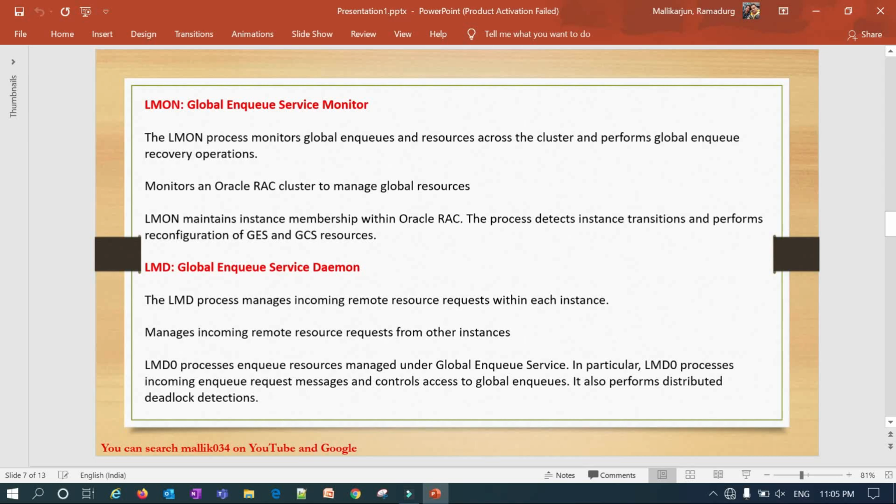So in simple words, if there is a block A that belongs to instance 1, and the same block A is requested from instance 2, then this LMD will make sure that there's a lock on that particular block or on that particular row, and then that block will be moved to instance 2. So this is nothing but your deadlock or locking mechanism in your RAC environment. LMD plays a very important role when it comes to remote resource requests. From instance to instance, if there is any request for a resource or a block, this LMD will come into the picture.